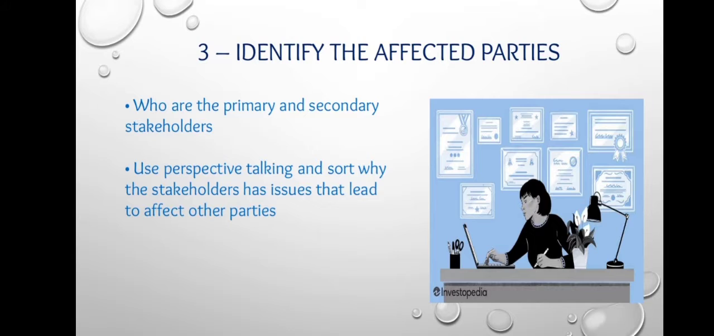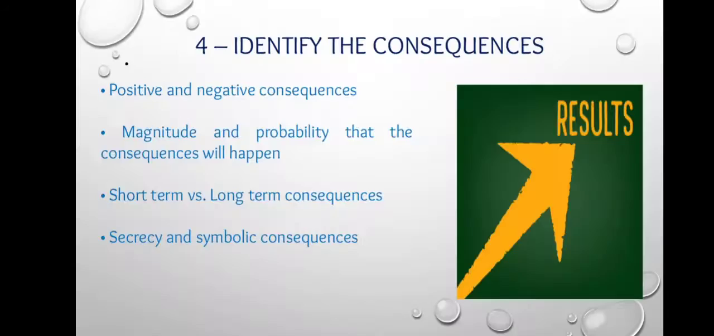Third is identify the affected parties. Who are the primary and secondary stakeholders? Use perspective taking and sort out why the stakeholders have issues that led to affect other parties. As a giver of decision, you should know who are the affected parties in these conflicts. By doing that, you will already know how to handle the situation and not to worsen it.